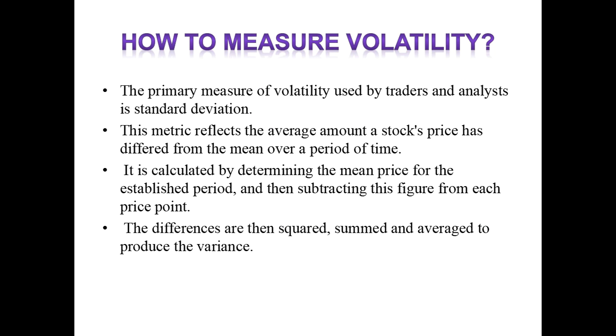Let's see how to measure the volatility. The primary measure of volatility used by traders and analysts is standard deviation. This metric reflects the average amount a stock's price has differed from the mean over a period of time. It is calculated by determining the mean price for the established period and then subtracting this figure from each price point. The differences are then squared, summed, and averaged to produce the variance.